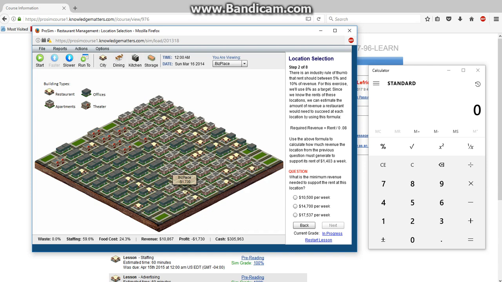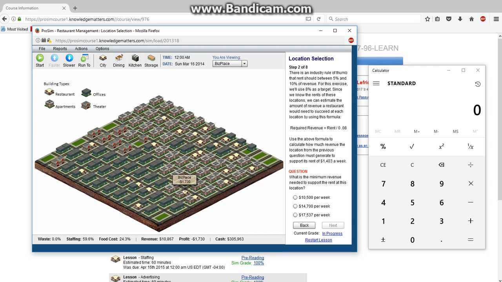This question is telling you that out of the revenue that you make, you should spend no more than 10% on rent of your revenue. So it should be between 5 and 10. In this example we're going to use 8%. So in this example we should not spend more than 8% of the money we make on the rent, otherwise we're gonna have an expensive location.